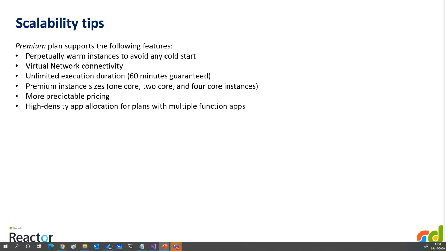The premium plan instead supports a set of other features. The first feature is that it doesn't have the cold start, because in the premium plan, all your Azure Function apps are perpetually warm, and so are perpetually up, and they can react immediately to events, while in the consumption plan, it takes a bit of time for the first time.